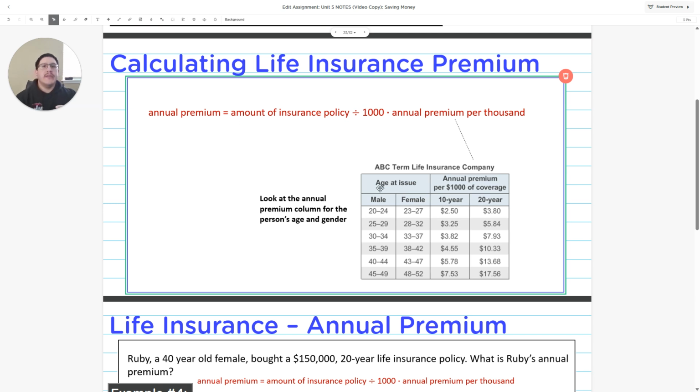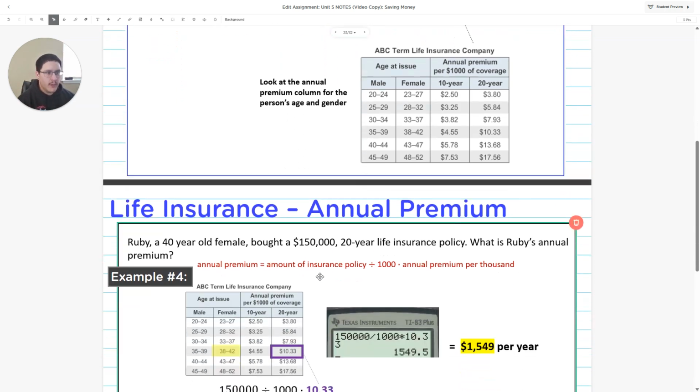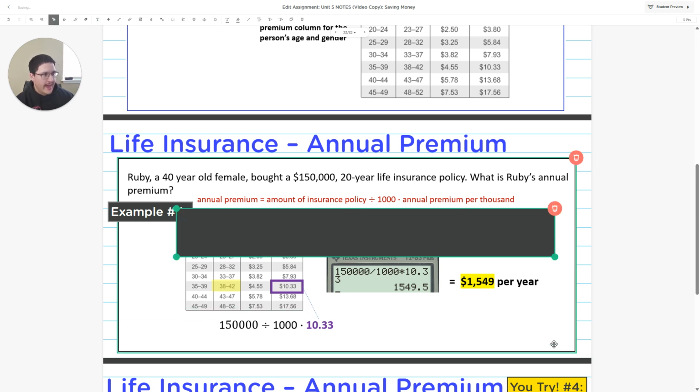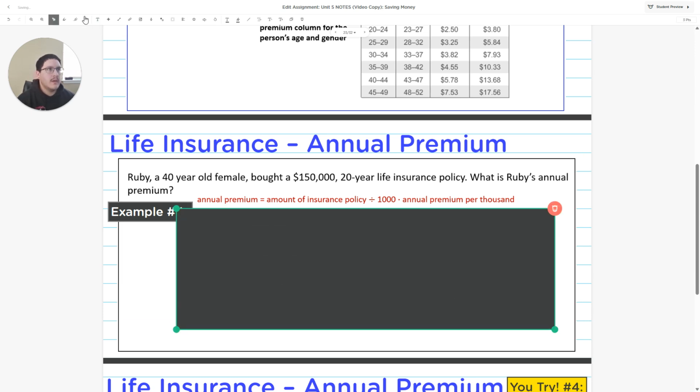So again, how do we apply this to an actual problem? Let's go to example number 4 now. I'm going to cover this and then reveal it as we go. Ruby, a 40-year-old female, bought a $150,000 20-year life insurance policy. What is Ruby's annual premium? We're going to see how much she has to pay for the entire year.